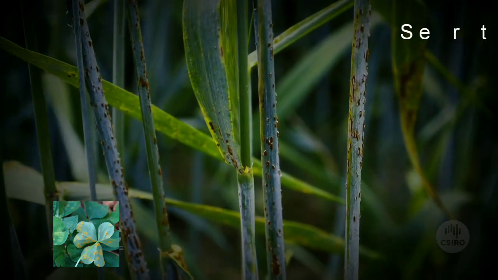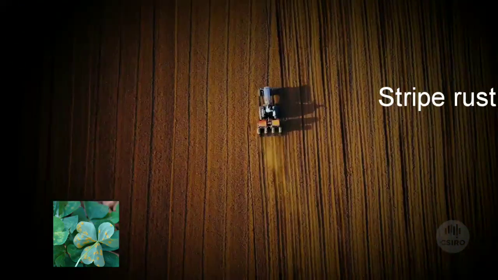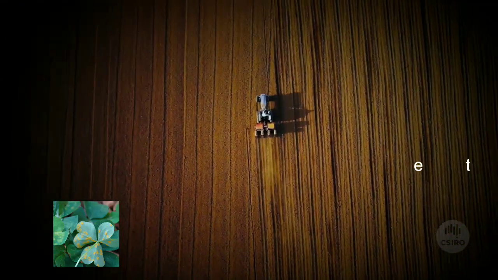Three major rust diseases in Australia: stem, stripe, and leaf rust. And we estimate that in the order of $500 million of losses can occur if these rust diseases are not controlled. So there have been two basic types of rust resistance genes in wheat. There's the seedling resistance genes, and then there's the adult plant resistance genes.